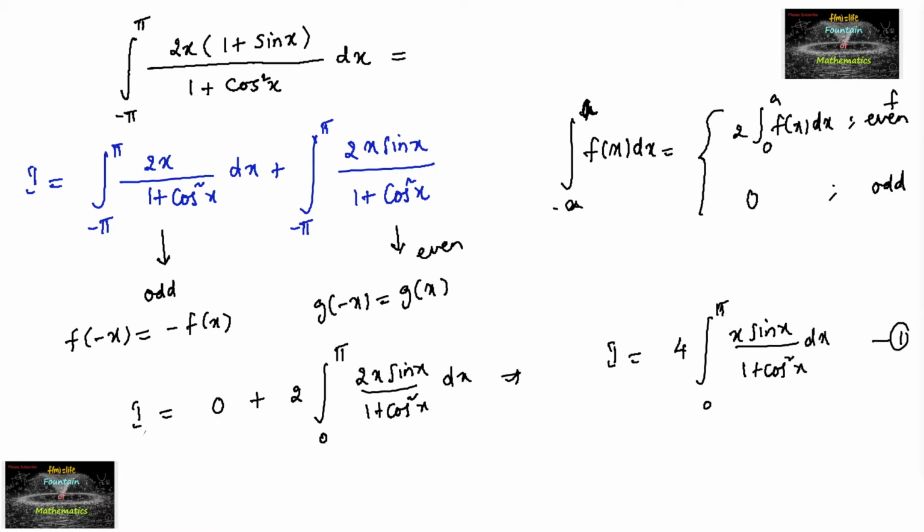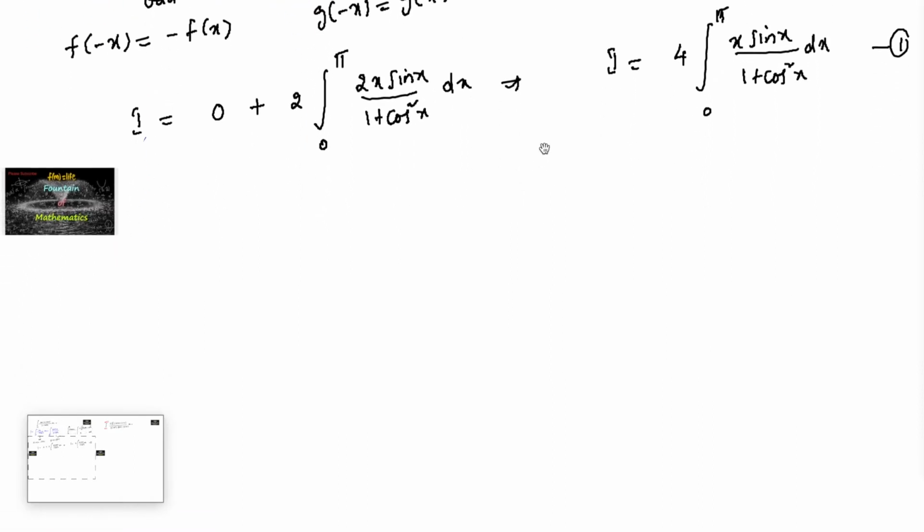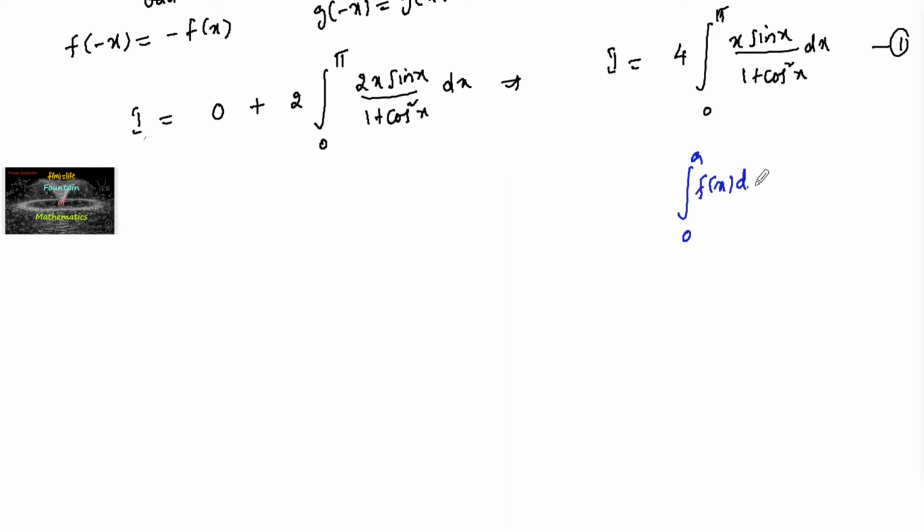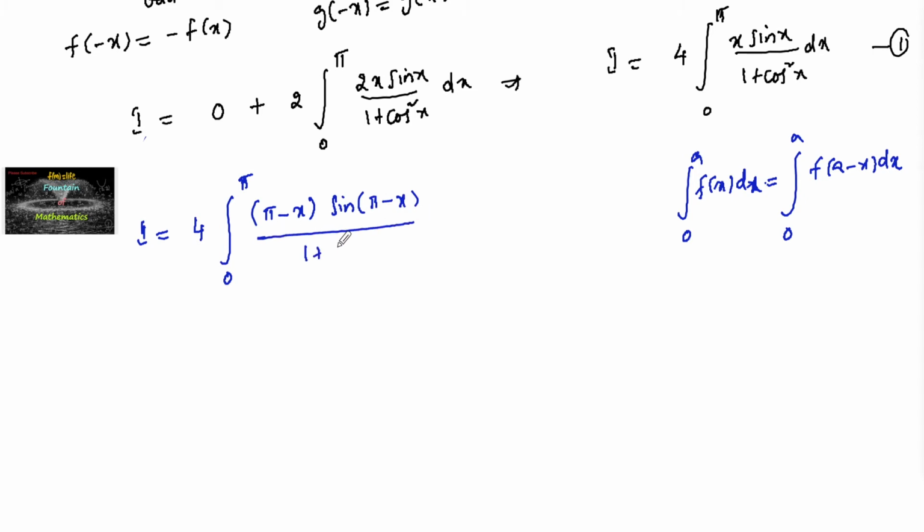So let us consider this to be equation 1, and now let us solve this. And again, by using the property that the integral from 0 to a of f of x dx is equal to the integral from 0 to a of f of a minus x dx, we can write the integral I is equal to 4 times the integral from 0 to pi of pi minus x into sine of pi minus x upon 1 plus cos square x dx.